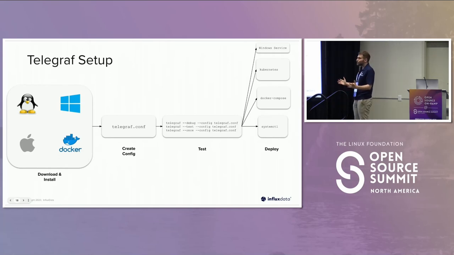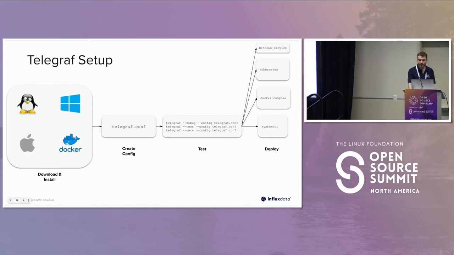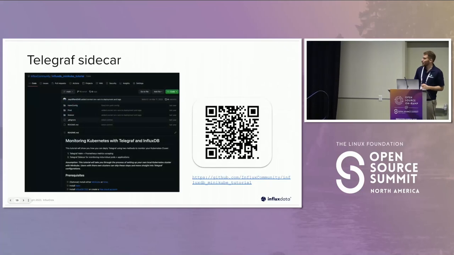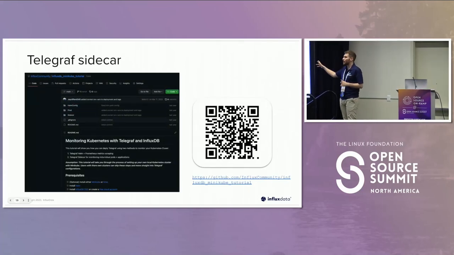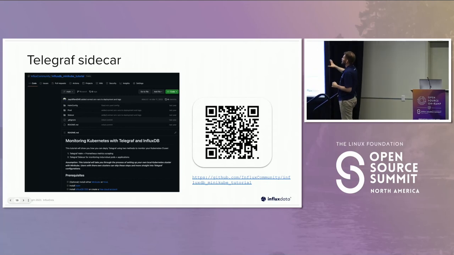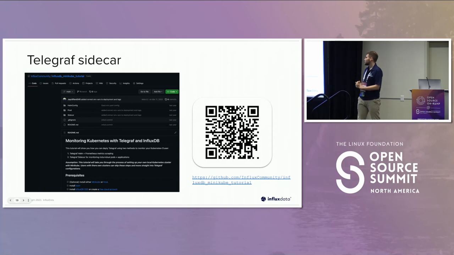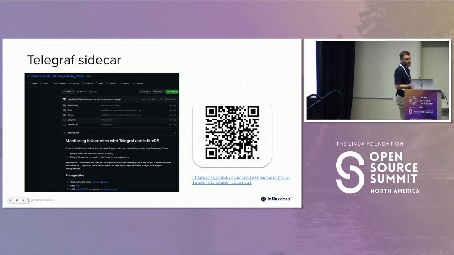And once you've done that, it's time to deploy. Whether you're deploying it as a Windows service, Kubernetes, Docker Compose, systemctl, Telegraf is pretty versatile on how you plug and play it into your infrastructure. I won't have enough time to cover it in the talk today, but you can also sidecar Telegraf into Kubernetes. I wanted to leave that up there just in case you wanted it, but it's just a simple demo on the repository there, so you can see how you can sidecar Telegraf into your Kubernetes infrastructure.